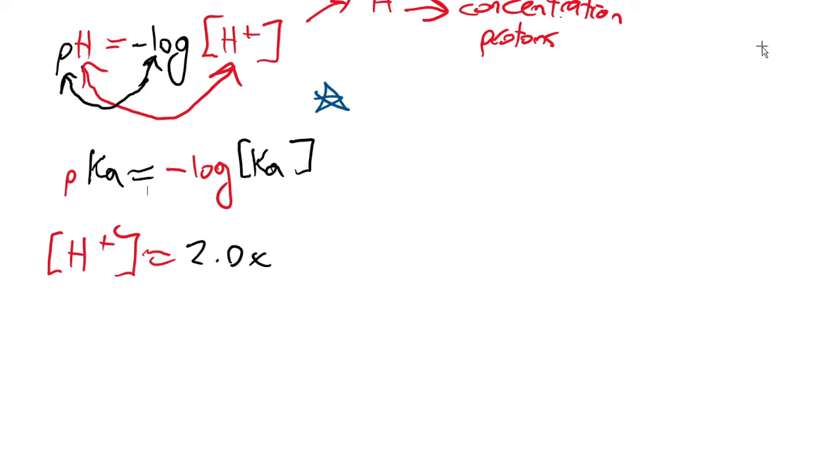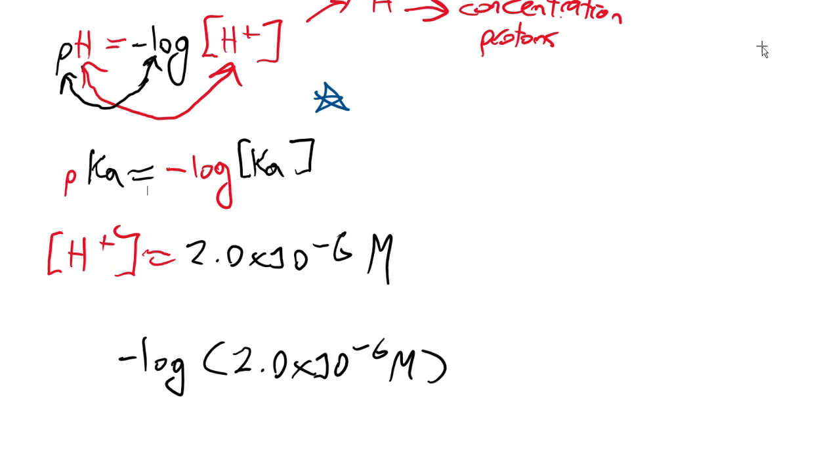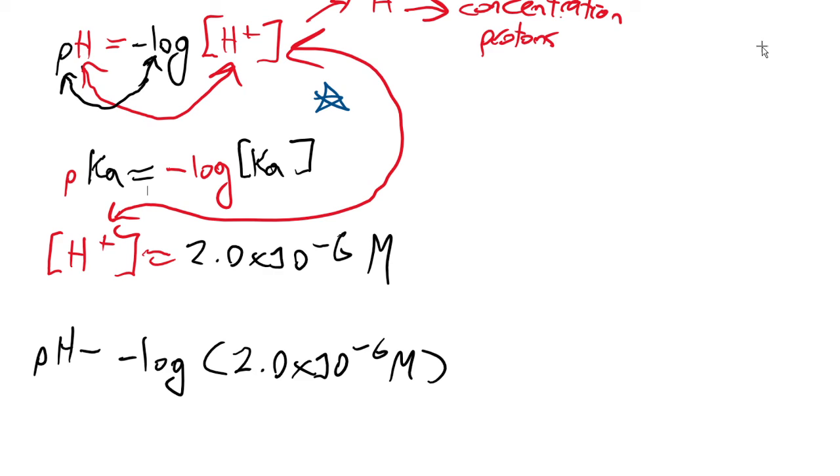So this concentration is equal to 2 times 10 to the power of negative 6 molar. Molar is the concentration unit, right? So this is just scientific notation, so don't get bogged down by that. And you're just going to go negative log that number, 2.0 times 10 to the negative 6 molar. Why? Because remember, proton concentration, proton concentration. That is your pH. Okay?